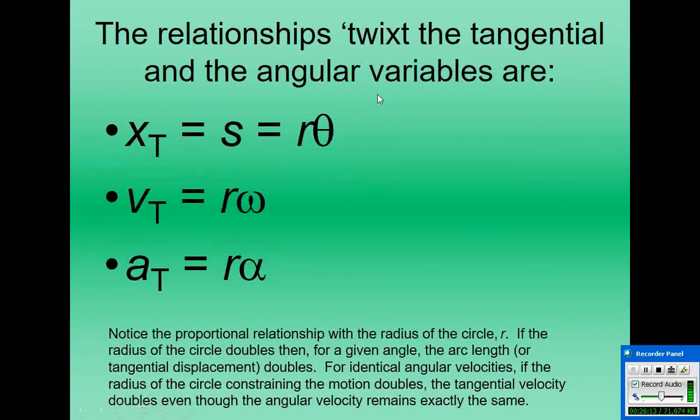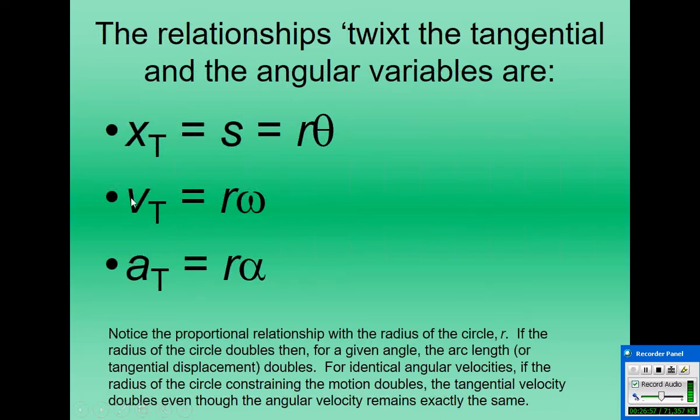And the relationship between the tangential variable and the corresponding angular variable is a factor of r, the radius of the circle. The tangential displacement is equal to r times theta. The tangential velocity is equal to r times omega. The tangential acceleration is equal to r times alpha. Theta, omega, alpha are measured with units of radians, but tangential variables are measured using meters. So theta, omega, alpha using radians; x_t, v_t, a_t using meters, meters per second, meters per second squared.